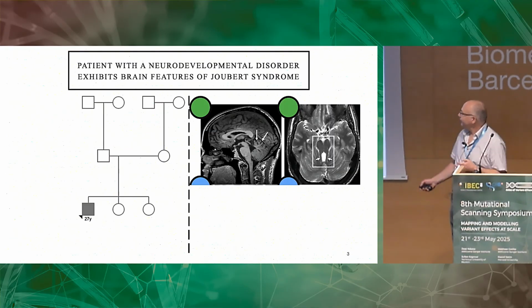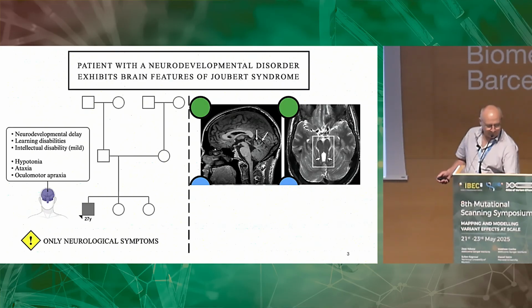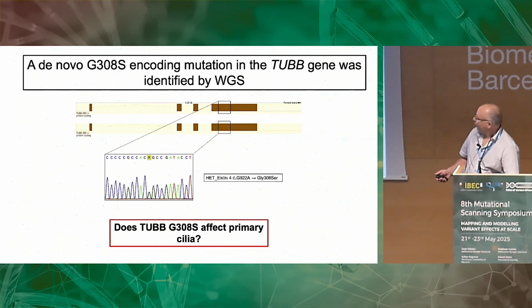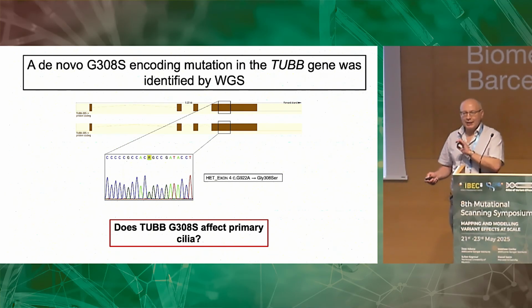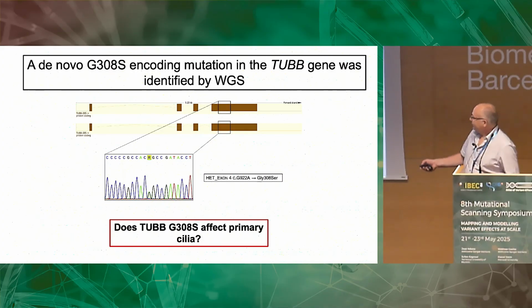So we did whole genome sequencing for that individual, and what we identified is a mutation in a tubulin gene. It's a glycine to serine change at position 308 in the tubulin gene. At that point, mutations in tubulin had never been associated with Joubert syndrome. I reached out to pretty much everybody who worked on Joubert syndrome, and they told me that I was wrong, so it could not be the case, since they had never seen it. Nevertheless, we found it, and the question was, does a mutation in the tubulin gene affect primary cilia?